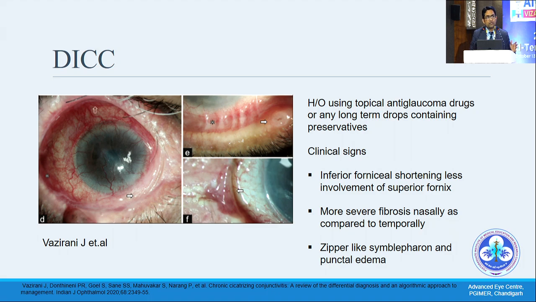So if the score is 0 or 1, very far from 5, then you have to focus on the other causes, like drug-induced cicatricial conjunctivitis, or maybe mucous membrane pemphigoid, or lichen planus, or you have to think of other causes.